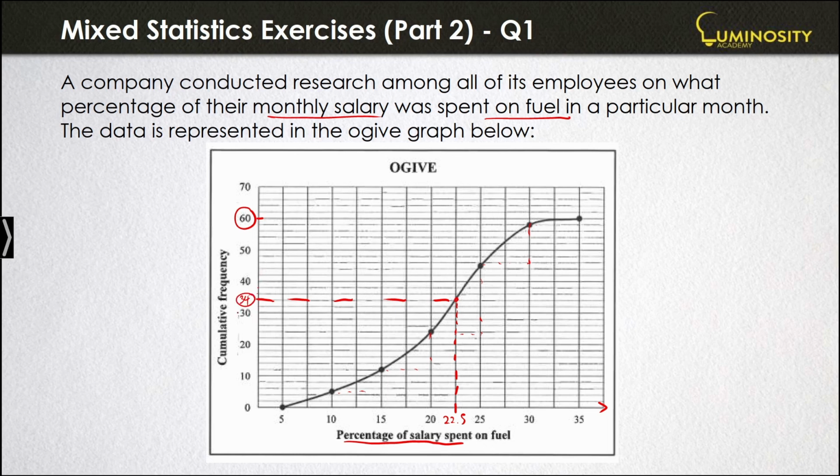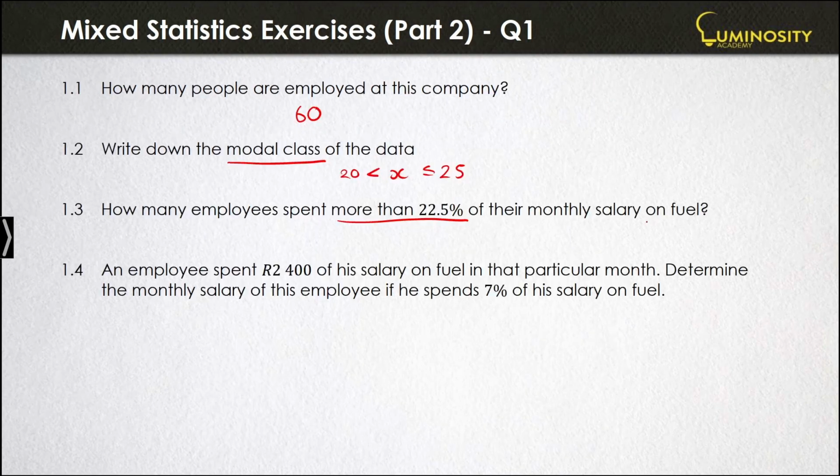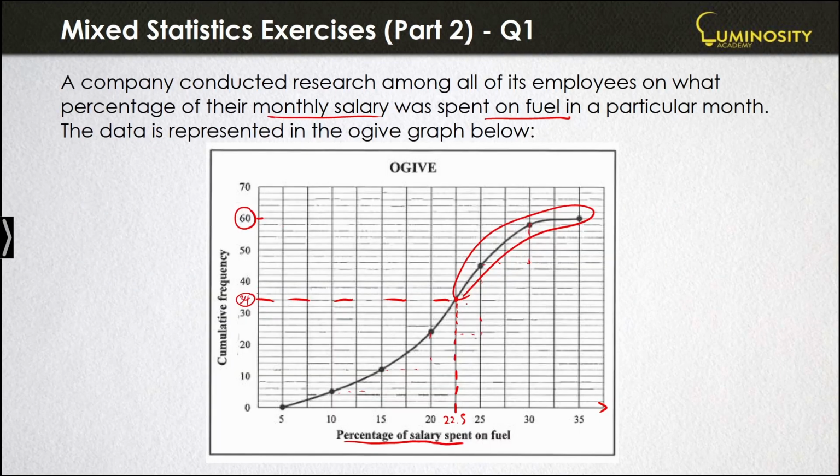The cumulative frequency being 34, what does that mean in the context of this ogive curve? That means 34 employees spent from 5 to 22.5%. So the remaining number of employees out of the 60 is 60 minus 34, which gives you 26 employees that spent more than 22.5% of their salary on fuel.